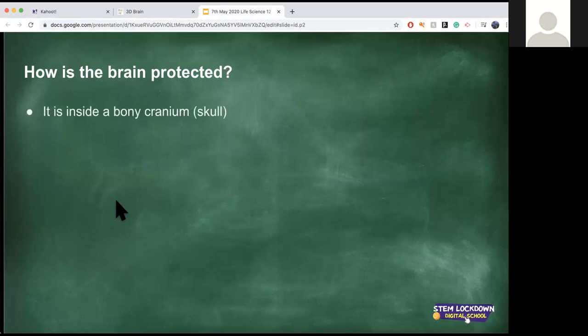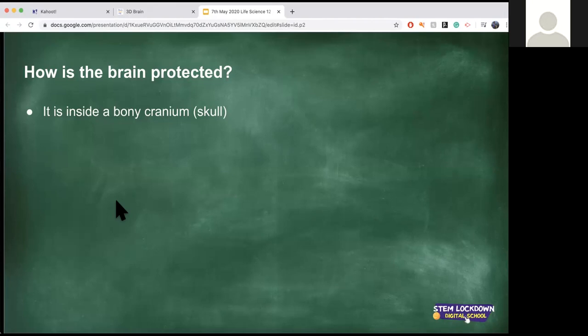The first one is inside a bony cranium. And you can tap your head. Your cranium or your skull is very, very strong. Now, an interesting little fact is that when babies are born, their cranium is made up of different bony plates, and they only fuse after a few months. So that's why people always tell you to hold the baby's neck, cradle the head, because that cranium isn't as solid and strong as yours would be.